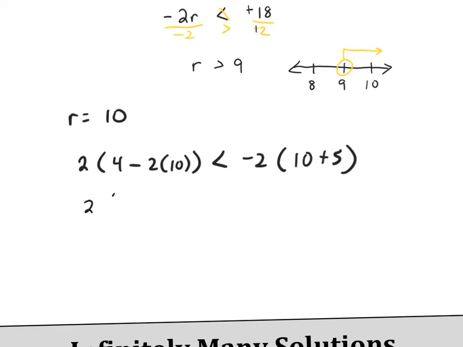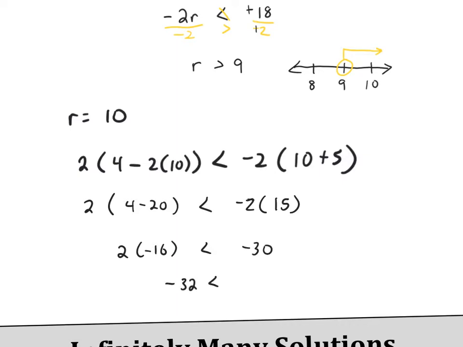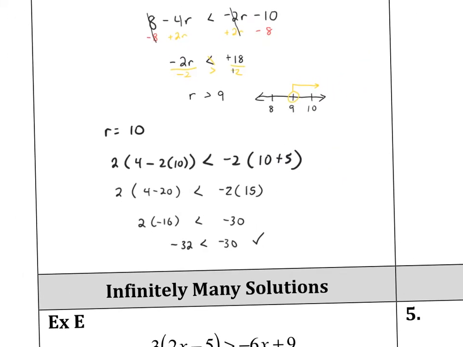2 stays on the outside there, this one is 4 minus 20, less than, and this one here is negative 2 times 15. 2 times negative 16, less than negative 30. Negative 32 is less than negative 30, and that is a check. I expected true, and I got true.